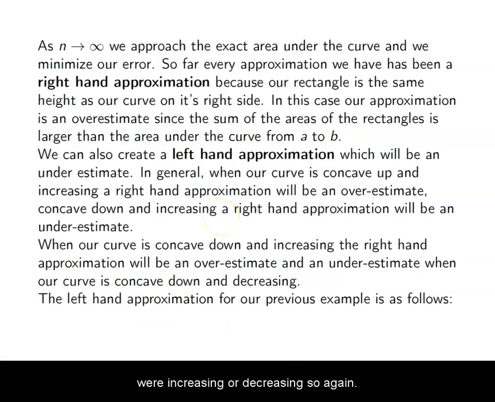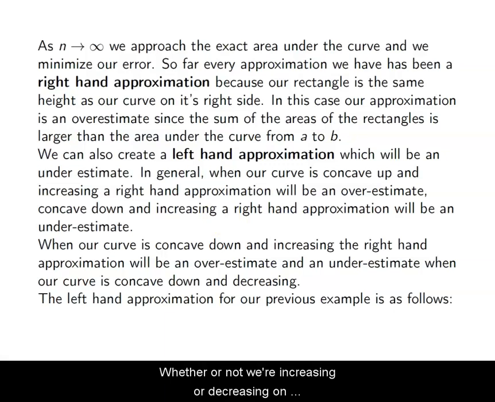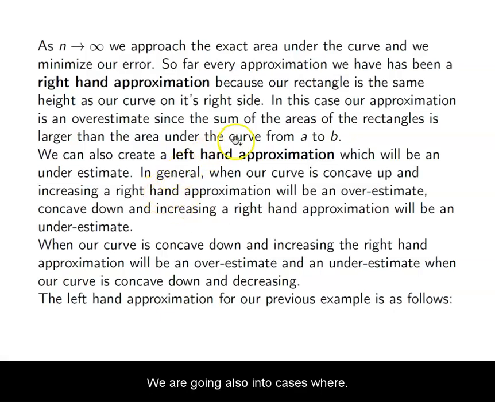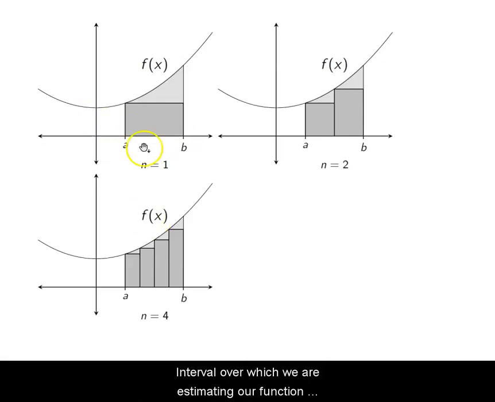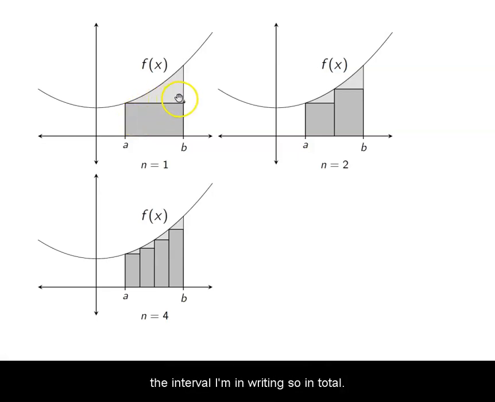So again, the concavity and whether or not we're increasing or decreasing on the interval will determine whether we're an overestimate or underestimate. Now, we are going to also run into cases where the interval over which we are estimating our function changes, maybe has a max and min over that interval. So for part of the interval, I'm an overestimate, and for some of the interval, I'm an underestimate, right? So in total, we have to see, well, okay, my over or my under, right?